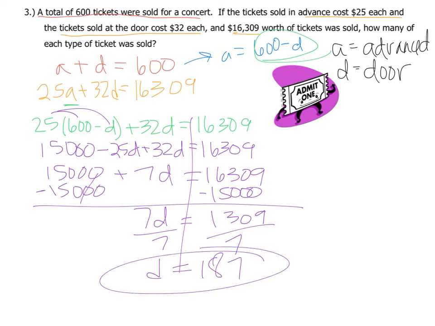Remember that the number of tickets that were sold in advance and at the door should combine to equal 600. Or we can plug 187 in for this D over here. So 600 minus 187 means that the advanced tickets was 413.